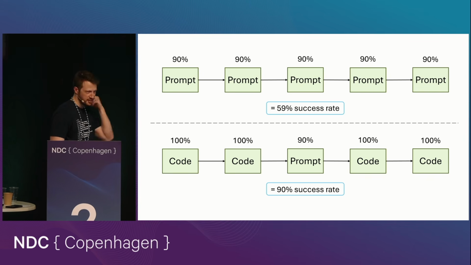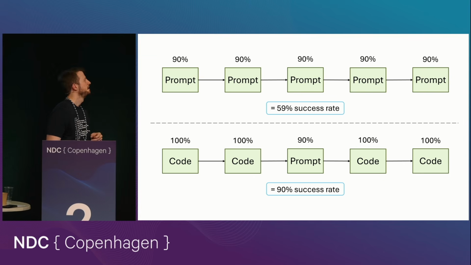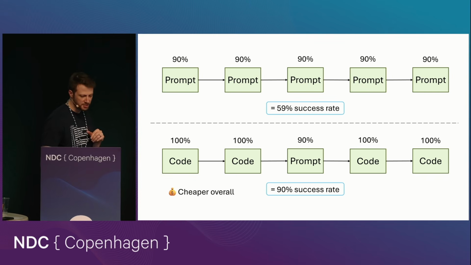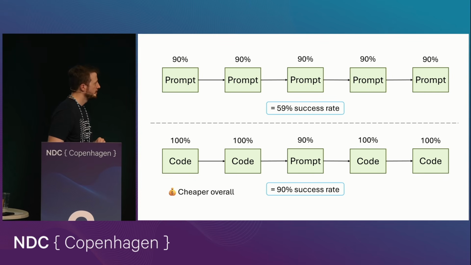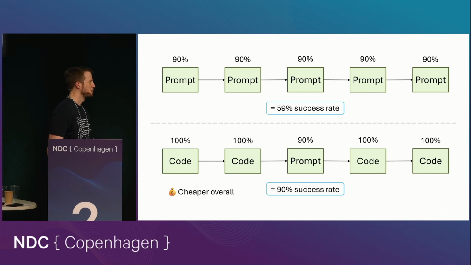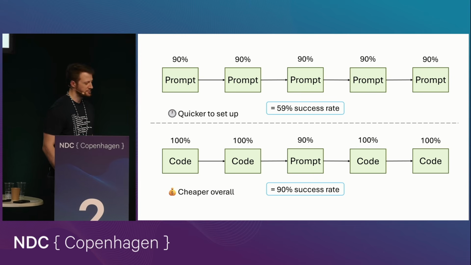AI is non-deterministic. The reason we use AI is because it can do creative stuff, right? Code cannot do that. So another big win, code is way cheaper overall. It's not even close, especially with the way tokens are going now. AI is always going to be more expensive.